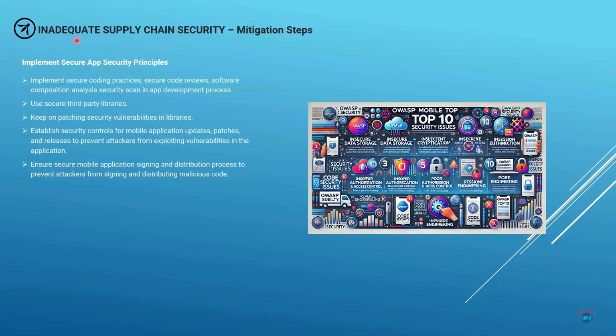So this was all about inadequate supply chain security. We learned about what is inadequate supply chain security, what is its impact, what are the indicators of inadequate supply chain security in your mobile application, and what are the mitigation steps for it.